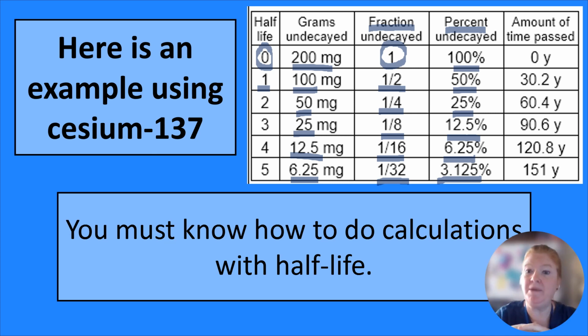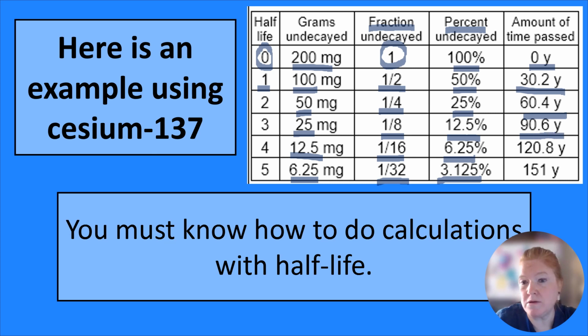Now the last column is dealing with the amount of time passed. So remember I told you the half-life was 30.2 years. In the beginning, no time has passed. After one half-life, when we have half of the amount, half of the fraction, half of the percent, one half-life has passed. And for cesium-137, that specific amount is 30.2 years. After another 30.2 years, that's when everything else goes down by another half.